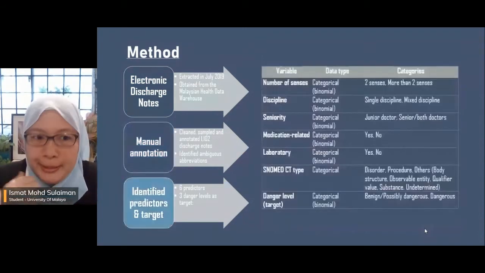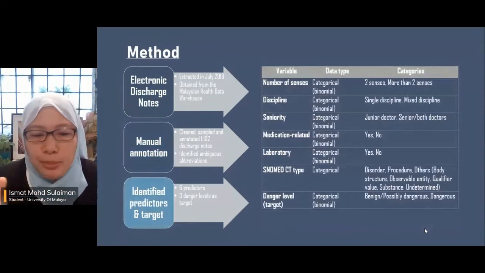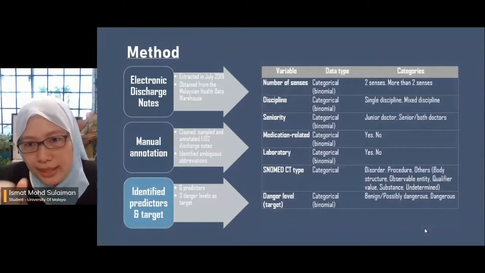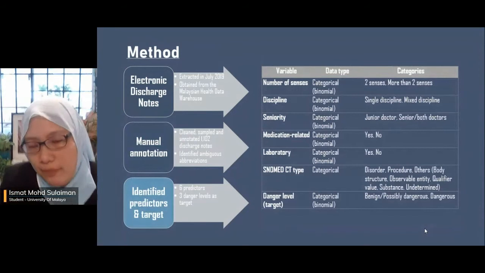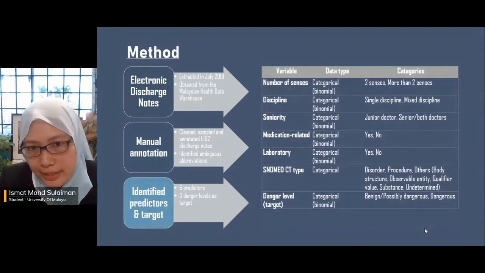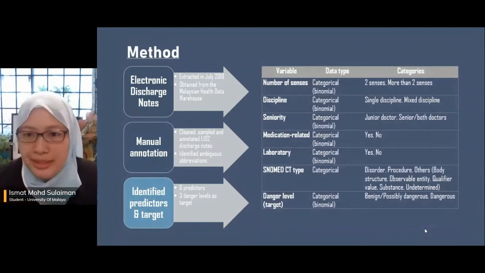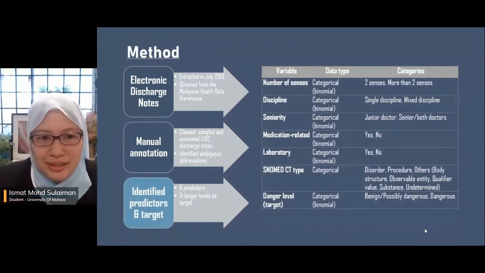From there, we try to identify the predictors that categorize these abbreviations as dangerous. So our target is the danger level. We have three categories: benign, possibly dangerous, and dangerous. We appointed three medical doctors who have more than five years of clinical experience. For each of the 94 ambiguous abbreviations, they would label whether it is benign, possibly dangerous, or dangerous.